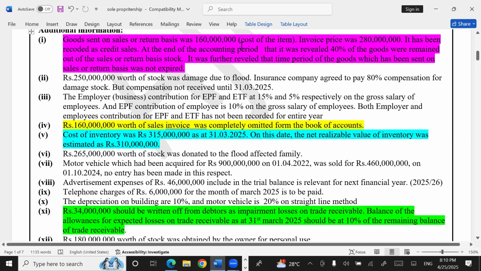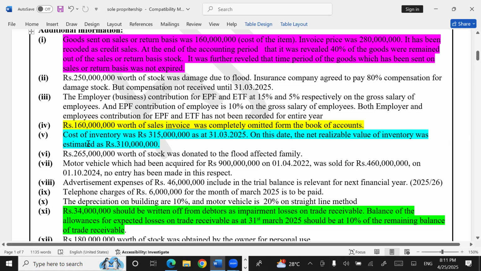And think goods sent on sales or return basis, this one, first adjustment, it has given cost value, selling price also given, it has been recorded as a credit sales. But given at the end of the accounting period, 40% of goods remain. 40% remain. Think goods sent on sales or return basis.